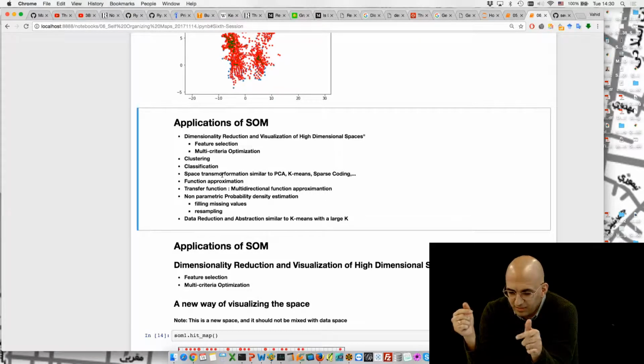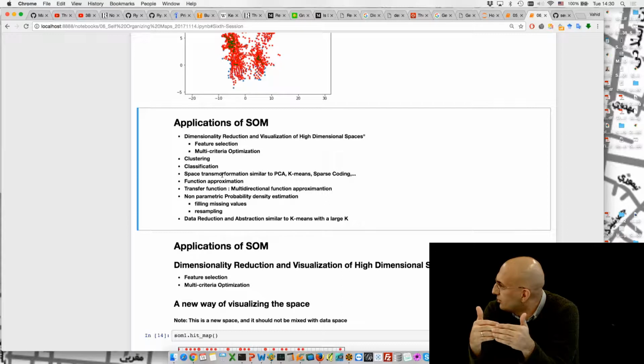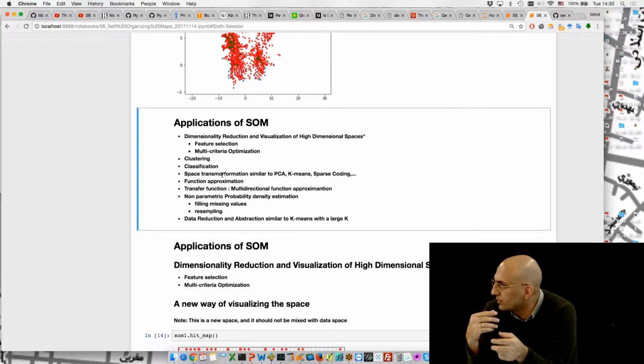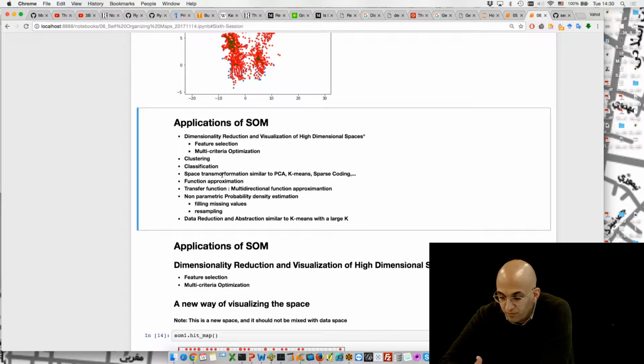I show you an example here. And you can use this for feature selection. There is a very interesting way of using self-organizing map to tell you which dimension has, for example, no effect in your data. For example, if your experiments are expensive, you can remove them. But usually, for example, for function approximation, it's not a point.